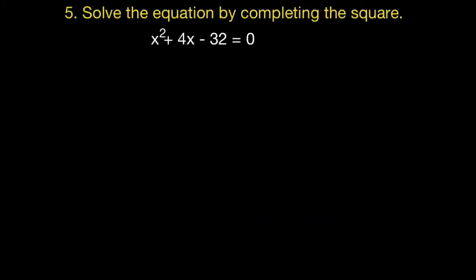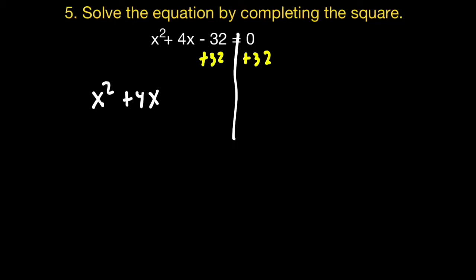Let's continue to example number 5, solve the equation by completing the square. To complete the square, we use the x squared term and the x term, so I'll move the constant to the other side of the equation. I can do that if I add 32 to both sides of the equation, and that's going to leave me with x squared plus 4x, and I'm going to make some room since I'm going to complete the square. And then on the right hand side, I'll have 32.